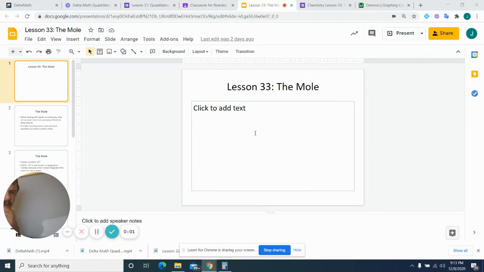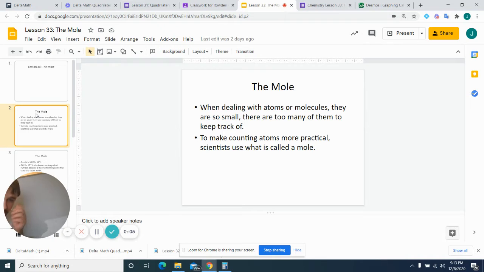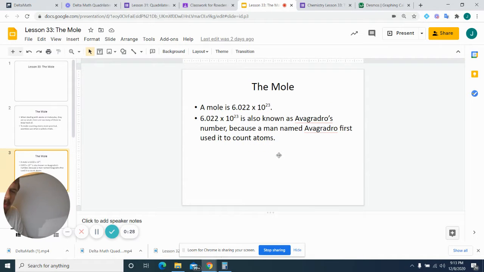All right, hello everyone. We're going to look at lesson 33, which is the mole. So, whenever we deal with atoms and molecules, things as small as that, there's such an insane amount of them that we would always have to talk in massive numbers. It would just be impossible. The math we do would just be numbers with zeros that fill up the entire page. It would be ridiculous.